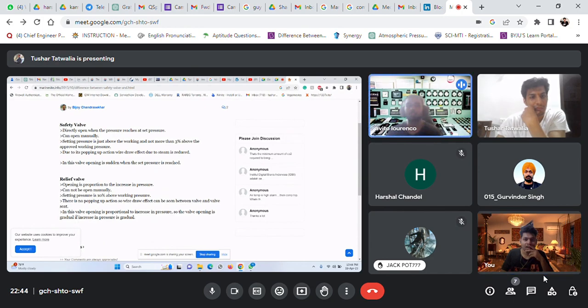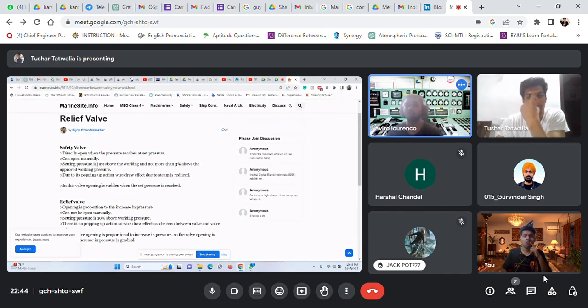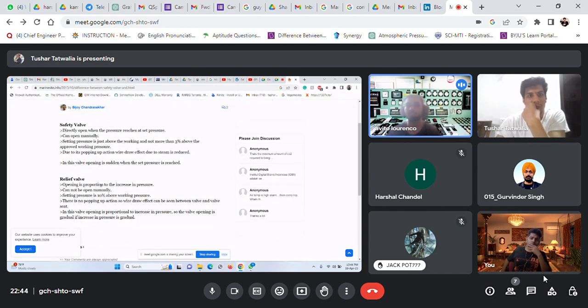So that is there, but the thing in this case is they are talking about some different type of safety valve, because I've not seen the exact location of where they are specifying. Jackpot, can you mention something on this?